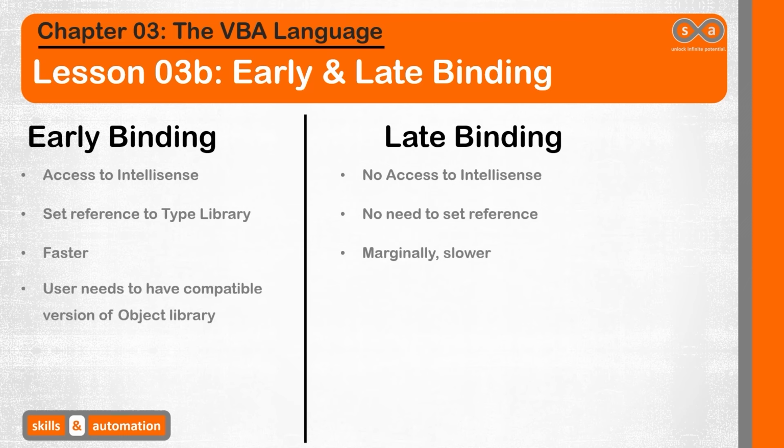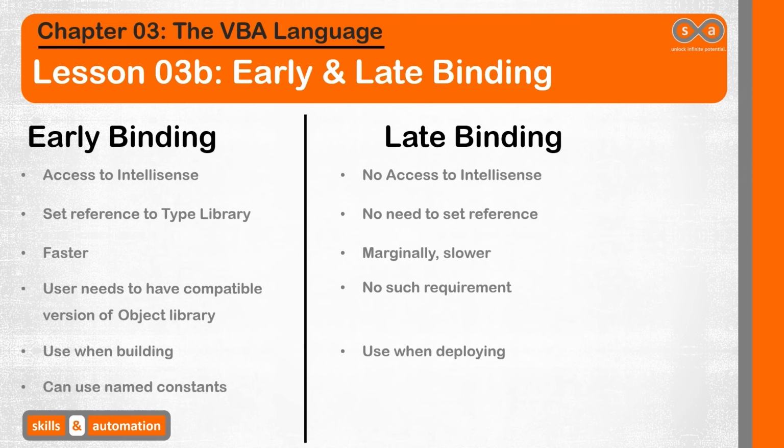In early binding, we need to make sure that the end user of the macro has a compatible version of the application's object library. There is no such requirement in late binding since we don't set any type reference. Our recommendation is to use early binding when building our code and to use late binding when deploying or distributing a final macro. We can use name constants in early binding, but we need to use the underlying values of those constants in late binding.